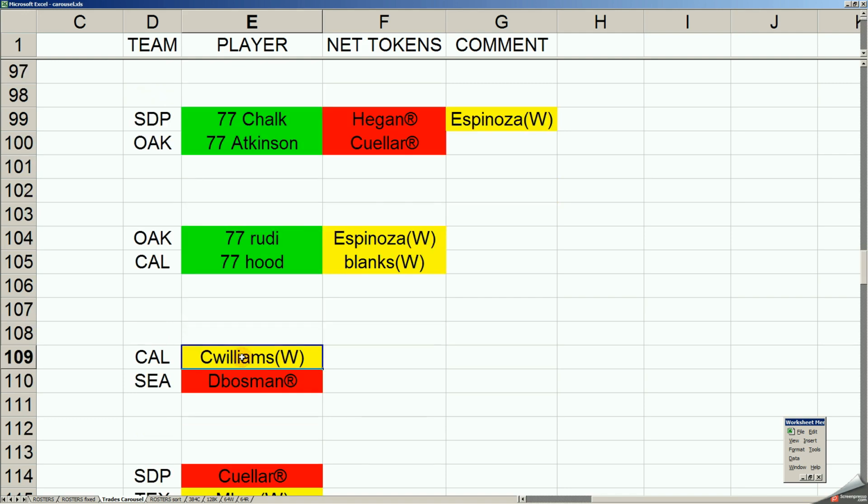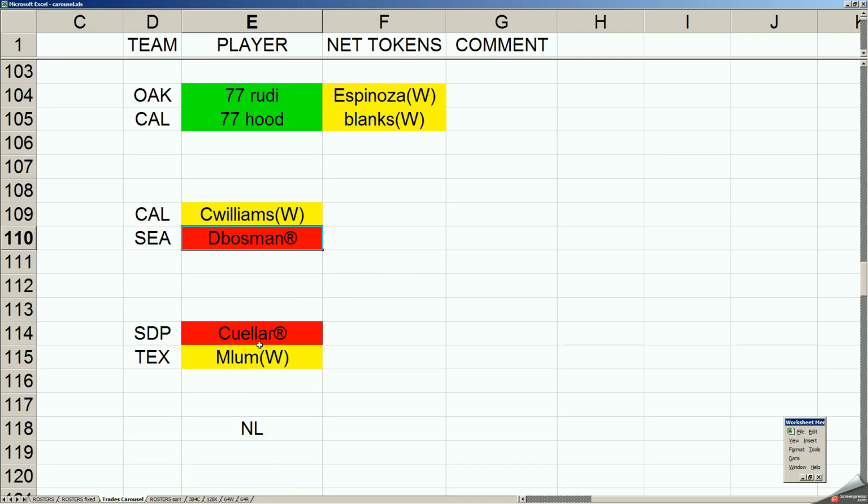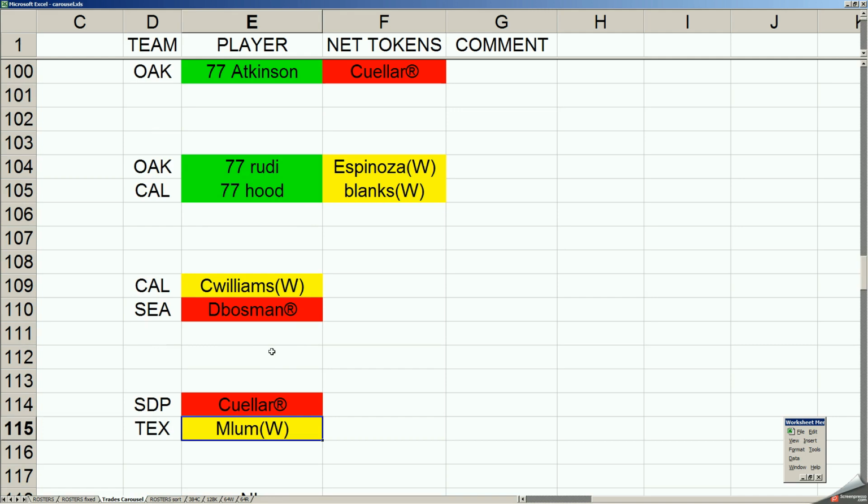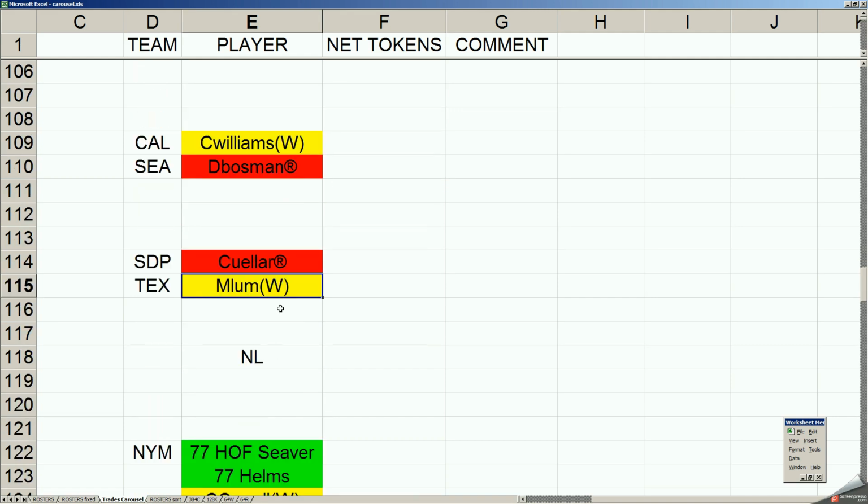All right, Charlie Williams for Dick Bosman, another non-essential move. Mike Cuellar for Mike Lum. Cuellar was tossed in this trade too. So Cuellar was retired in Oakland, retired in San Diego, now he'll be retired in Texas. And that's why I said about carousel. You're just moving placeholders. They're not of any value anymore.